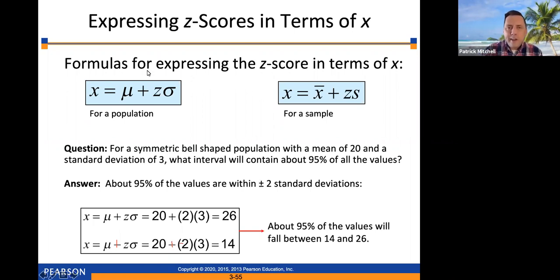All right, so 2 standard deviations below the mean would be 20 plus negative 2 times 3, which comes out to 14. So in this scenario where the mean is 20 and the standard deviation is 3, if your distribution is symmetric and bell-shaped, you will find about 95% of the values will fall between 14 and 26.